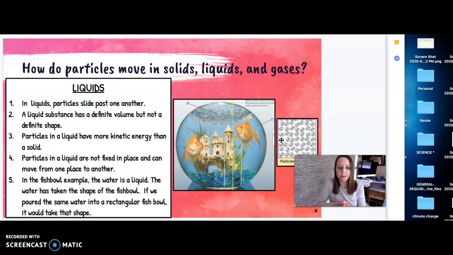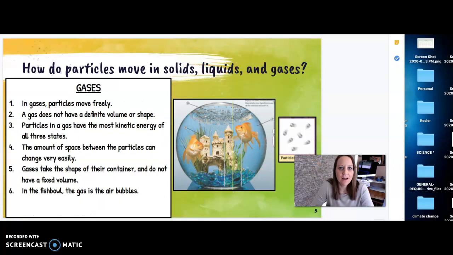In our fishbowl example, the water is a liquid and the water has taken the shape of the fishbowl. If we took that water out of the fishbowl and poured it into a rectangular fish tank, it would take the shape of that container. But we would still have the same amount. It would take up the same amount of space. So liquids have a little bit more kinetic energy. The molecules are moving a little bit faster, and that allows them to slide past one another, but they still have a definite volume.